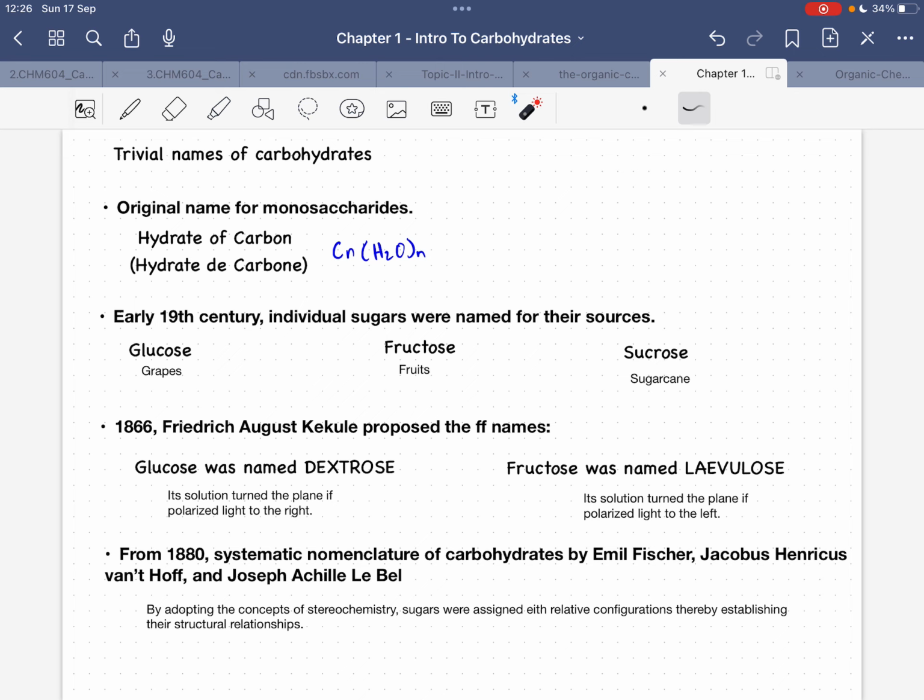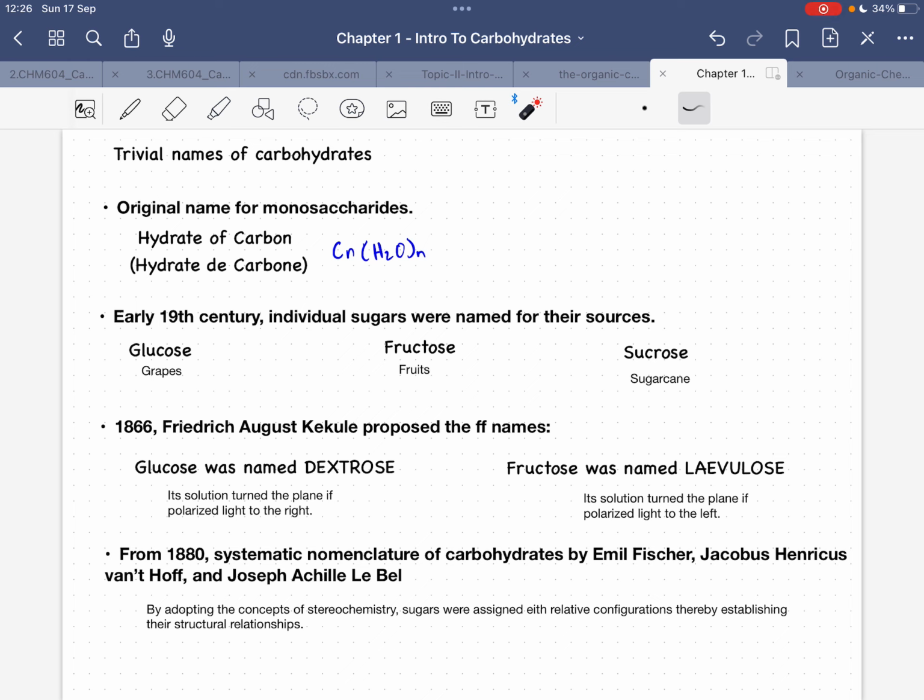And then in the early 19th century, the common sugars found in nature were named based on where they came from or their source. Like for example, glucose, it's named after the grapes which are its source. And of course, fructose from fruits, any kinds of fruits. And sucrose, it's named after sugarcane. Very common source of sucrose.